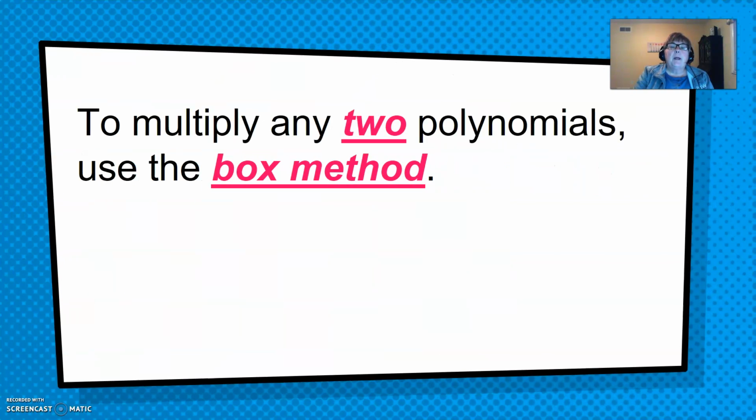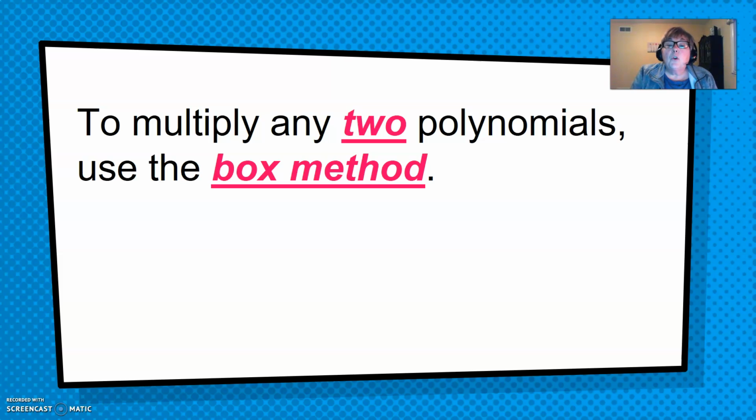Now, if we're going to multiply any two polynomials together, we're going to use that box method. Now, I'm going to tell you right here that in ALEKS, if you look at examples, that's not how they're going to show you how to do it. So you're going to want to pay attention to this, and I believe that this box method is a much easier method than what they're going to show you in ALEKS. So I would keep my notes handy and make sure that I totally understand this box method.